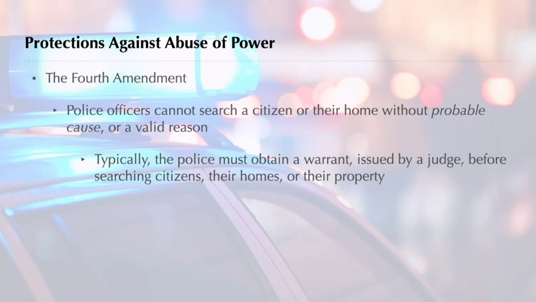During the years leading up to the American Revolution, as tensions between England and the colonies increased, Parliament allowed officers to make unlimited searches and seizures. Through the Fourth Amendment, Americans were guarding against any such abuse of power by the new government.